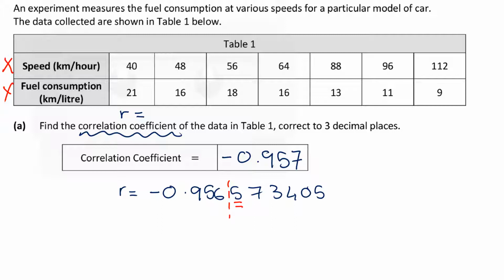Now, my Casio actually gives an extra digit at the end, so I have a 3 here. But the same idea, we want to round to 3 decimal places. So we show underneath that if we cut it after 3, the next number is 5, which rounds it up to minus 0.957.